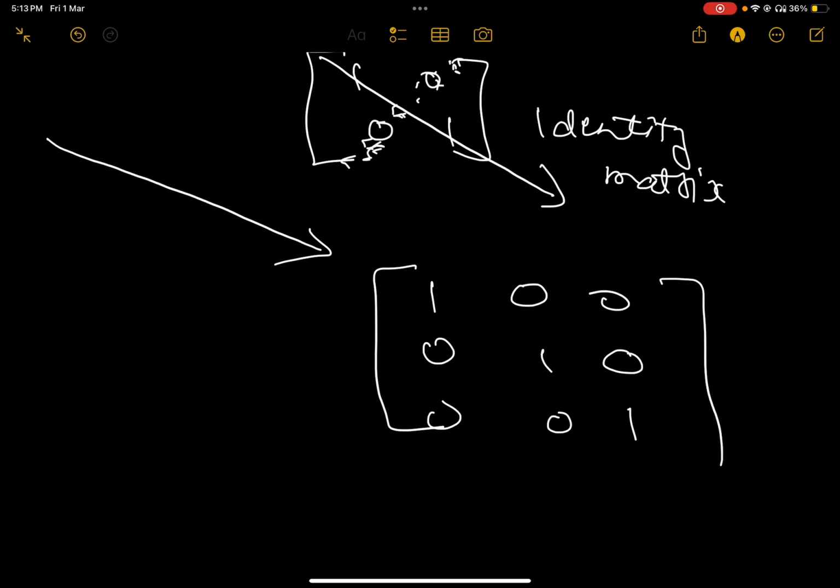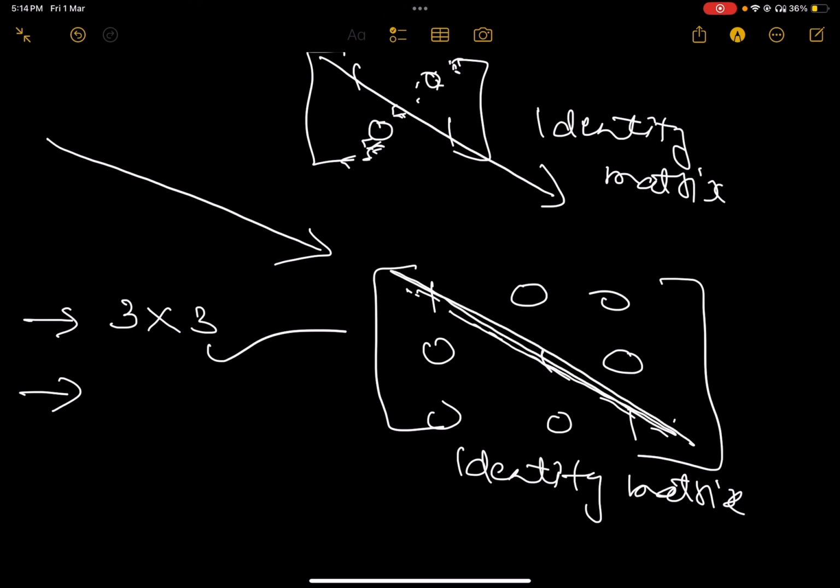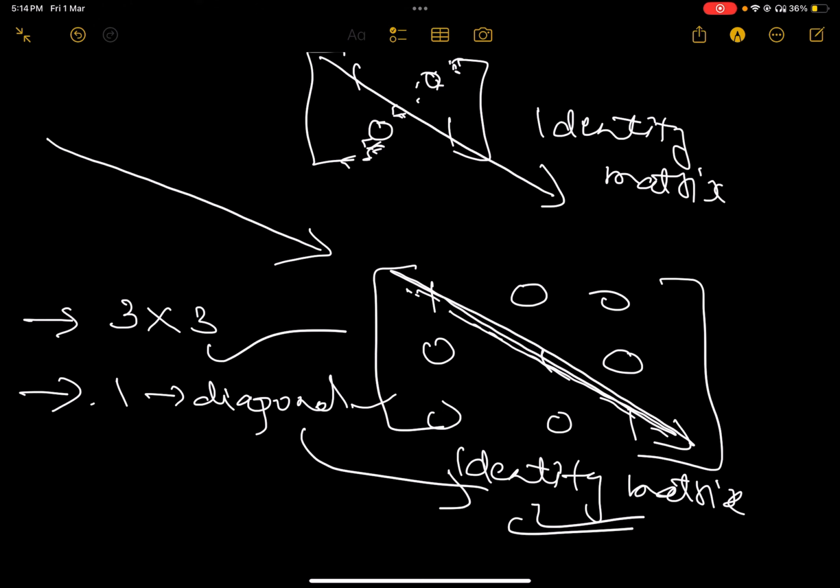First, if somebody asks me, is this an identity matrix? I'll tell him, okay, so it is a square matrix of order 3 cross 3. So the first criterion is passed, and if it has only 1 in its diagonal elements, yes, 1 on the diagonal, so this is an identity matrix, correct? Okay.